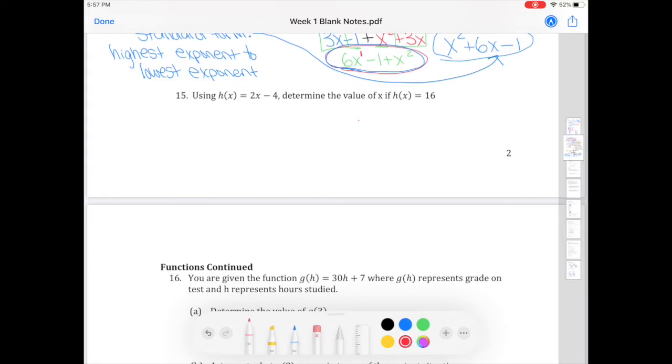Okay, next question, number 15. It says using h of x equals 2x minus 4, determine the value of x if h of x equals 16. So this one is much different too than the previous questions that we've done, and we're not going to do a lot like this for the rest of today, I should say. It's going to come up in next week's notes though.